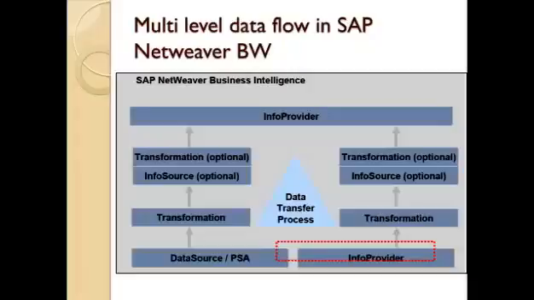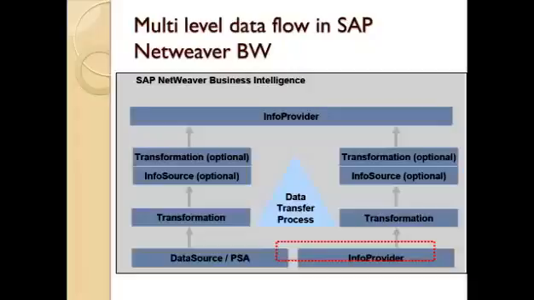And then from there, it can be loaded into an info provider, which we'll talk more about later. But from the PSA to the info provider, we can also have other objects such as an info source, which, by the way, is optional. Info source was used more commonly in old versions of BW. It is not as commonly used today.